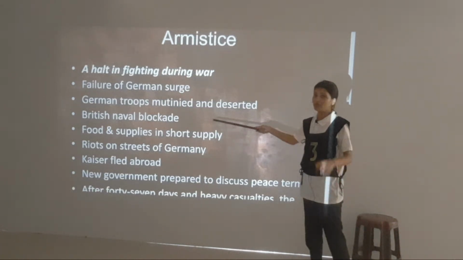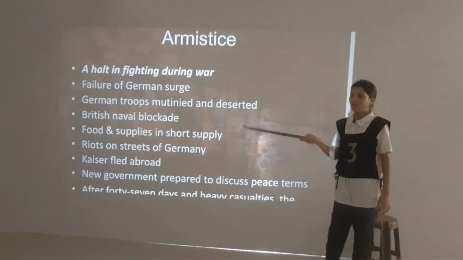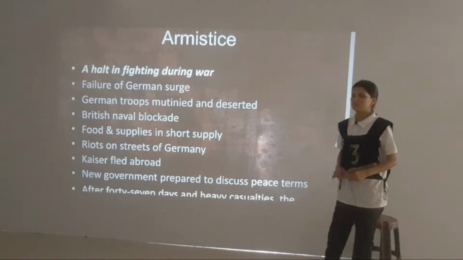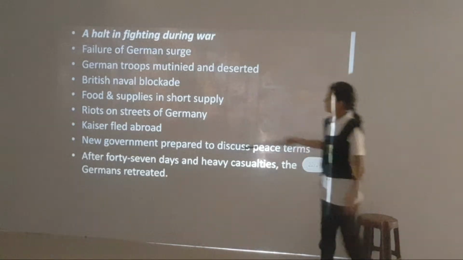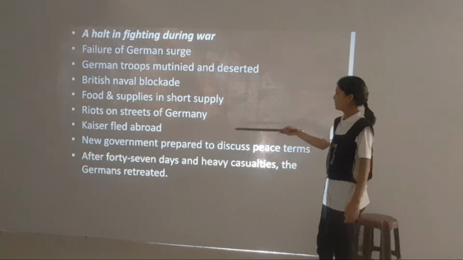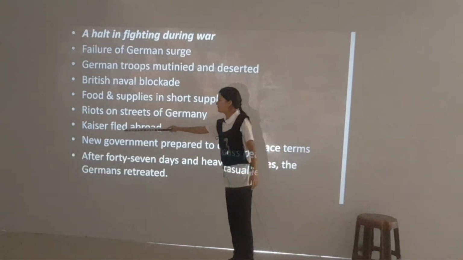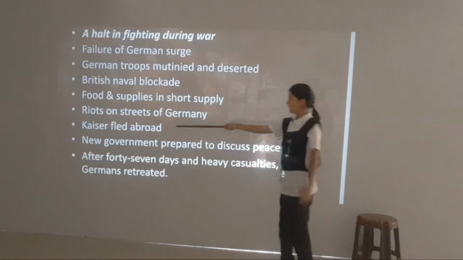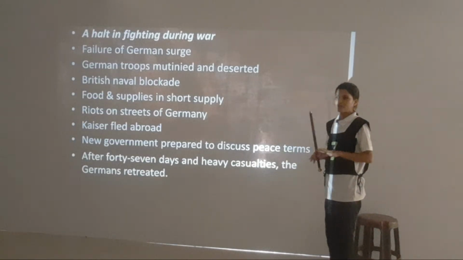Then there was the British naval blockade. Because of the British naval blockade, we saw how German U-boats torpedoed the Lusitania, a British boat. So food and supplies were in short supply, and there were riots on the streets of Germany. The Kaiser fled abroad. So who was the Kaiser? He was the then emperor of Germany. During World War I, he was the emperor. He fled abroad because he was not competent enough to run the country.